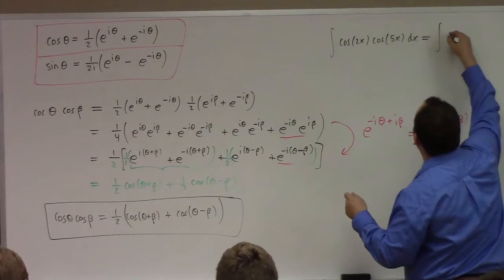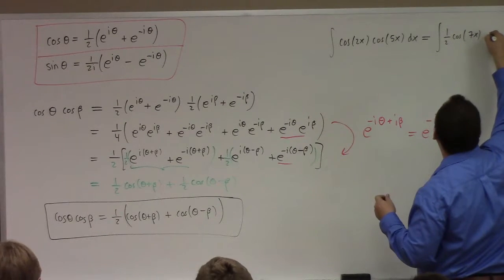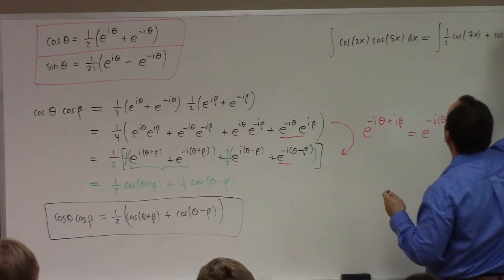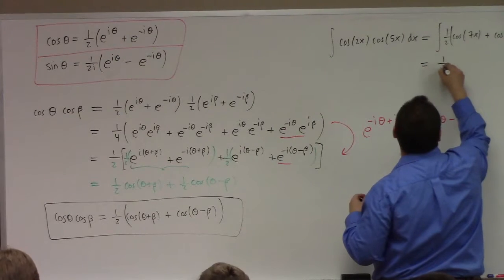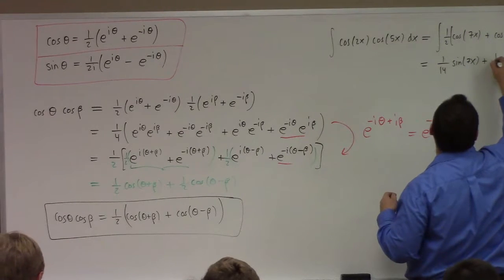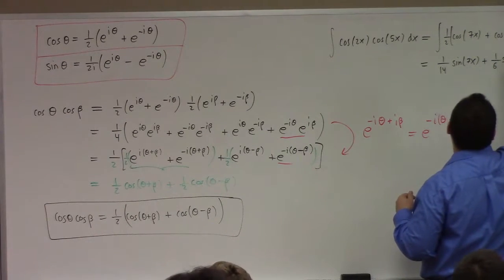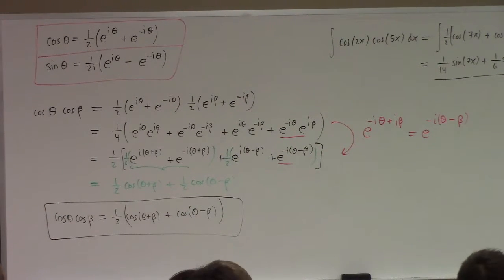So this is actually 1/2 cosine of 7x plus the cosine of 3x. So there you go, 1/14 sine 7x plus 1/6 sine of 6x. And you can do a very similar calculation to do like sine sine or sine cosine. Here, let me show you something else while I'm at it.